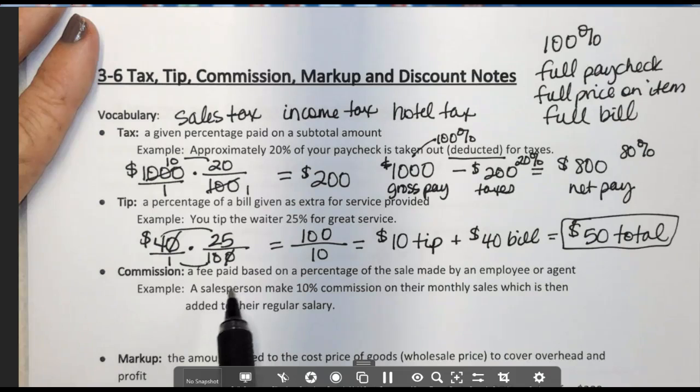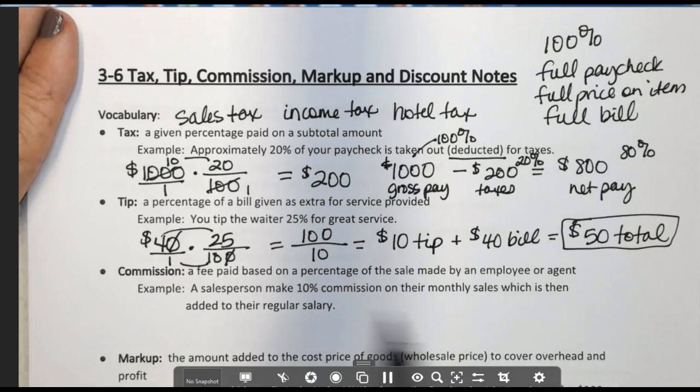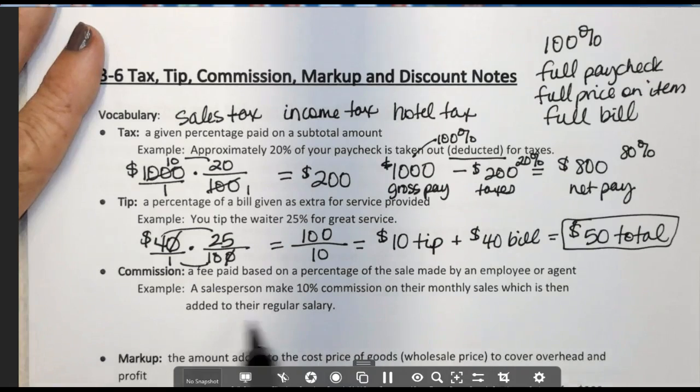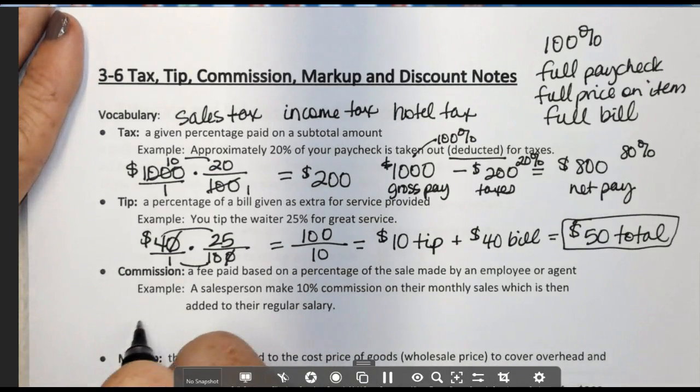The actual definition is a fee paid based on the percentage of sales made by an employee or agent. So say you're a salesperson and you make 10% commission on your monthly sales, which is then added to your regular salary. So let's say in a month you sold $50,000 worth of product.